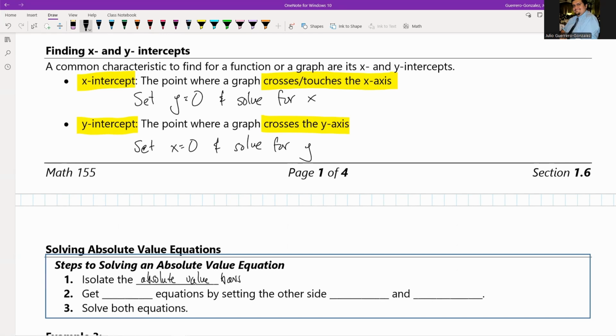Okay, and I'll demonstrate this when we get there. Second step: you're going to get 2 equations. One side you're going to set positive, and the other side you're going to set negative. And then after that, you're going to solve both equations separately. And this is how you solve absolute value equations.